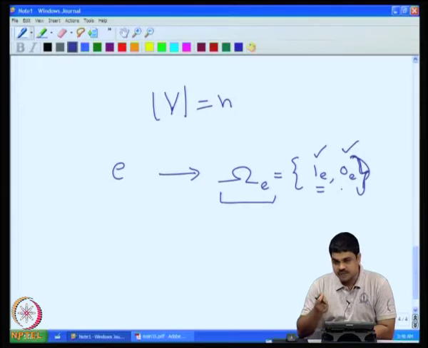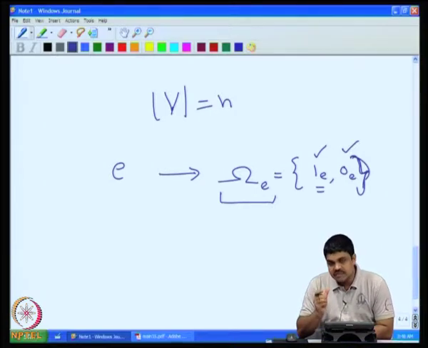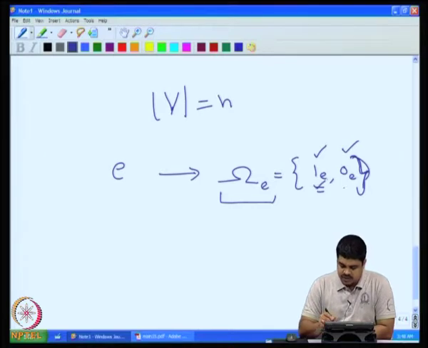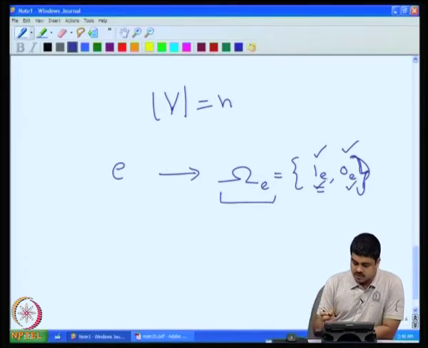Or, for instance, it is like thinking that there is a coin associated with a given edge E, and when we toss that coin, if the head turns up, we will allow that edge to be present in the final graph, otherwise we will not allow that. So, the event that the head occurs corresponds to 1_E, the event that tail occurs corresponds to 0_E, and we also have to give the probability values.